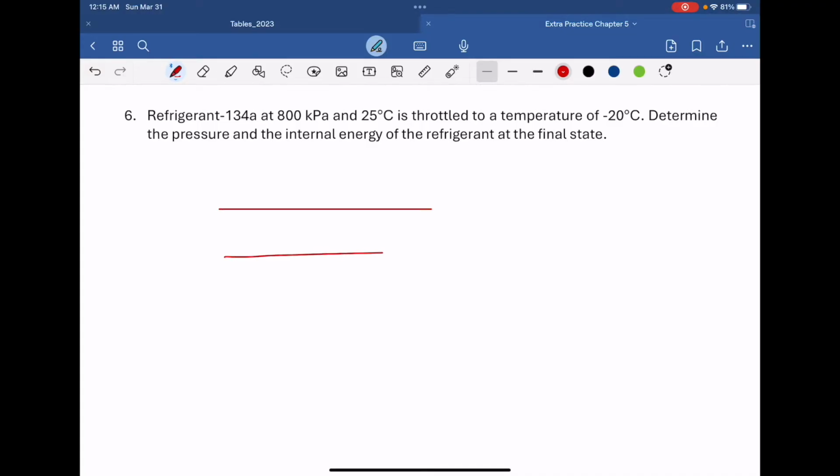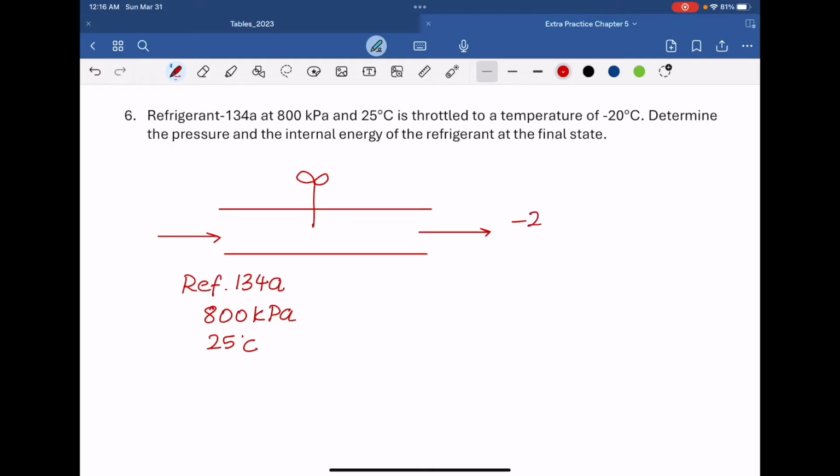First of all, let's sketch it. And let's take a look at what they are giving. Maybe it's a valve, like this. So we are talking about a refrigerant. Its pressure is known, its temperature is known, and at the exit its temperature is known. Determine the pressure at the exit. Final state means exit, and then the internal energy. I believe they meant specific internal energy, which is something we can find from the property tables.